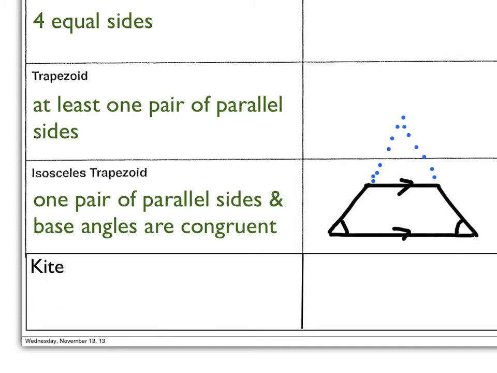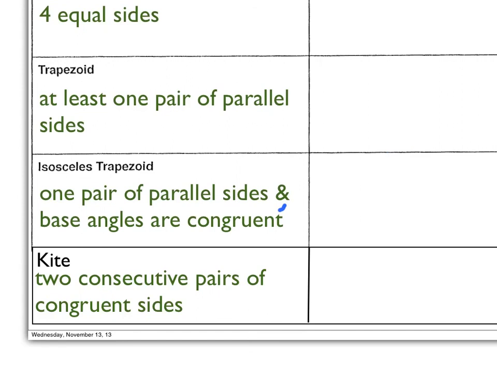As a result of those base angles being equal in an isosceles trapezoid, these sides, those are always going to be congruent as well. Remember the isosceles triangle base angle theorem? Same thing. 2 consecutive pairs of congruent sides. Okay? 2 consecutive pairs of congruent sides is a kite.